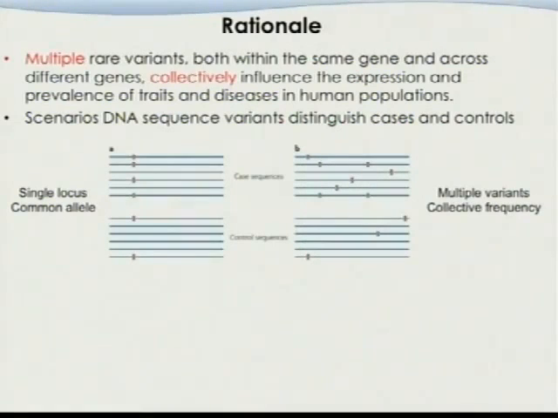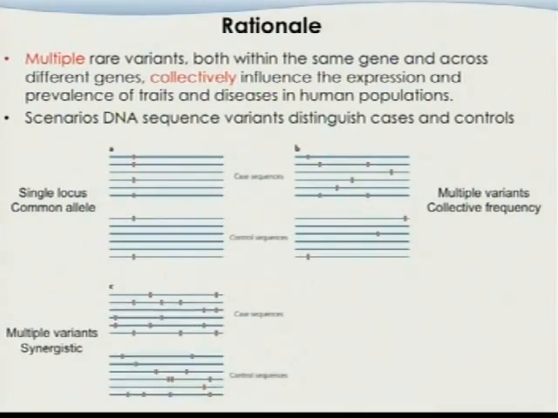Simple, right? And this is another type of scenario, which is multiple variants with collective frequency. You can see that it's not one or two variants in both case and control, but in the case there is a much larger number of variants in that region. And sometimes this collectively will be a good association to a certain disease.